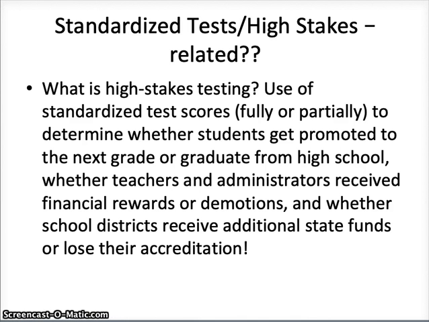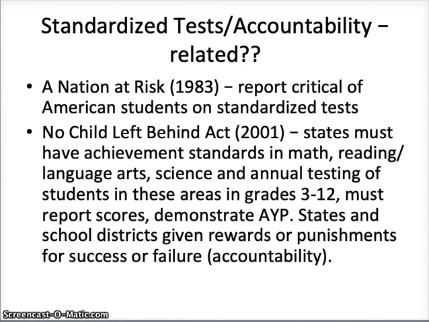So there's a lot going on with this relationship here. How are standardized tests related to accountability issues? Well, a couple of historical pieces. In 1983, there was a scathing report on how American students were doing on standardized tests. It was called A Nation at Risk. It basically said we weren't doing that well and that we needed to improve our educational system because the test scores were not really reflecting where we should be. So it was holding our public school system accountable in that report, okay?